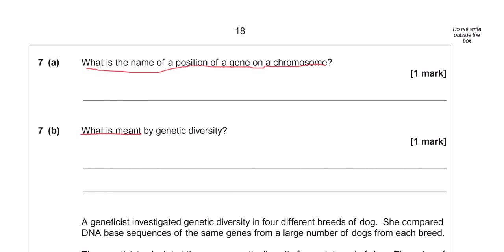Next one, what is meant by genetic diversity? Again, that's something you need to learn if you don't know already. It's basically the differences in DNA. You could say also the number of different alleles or variations in a gene pool. They are not genes. It's related to the gene pool or differences in base sequences of DNA.